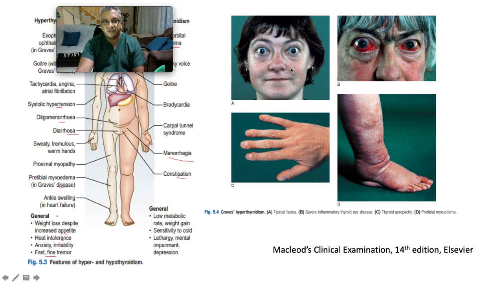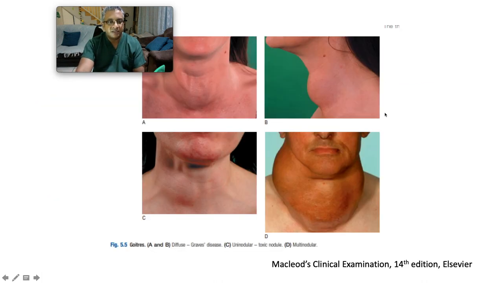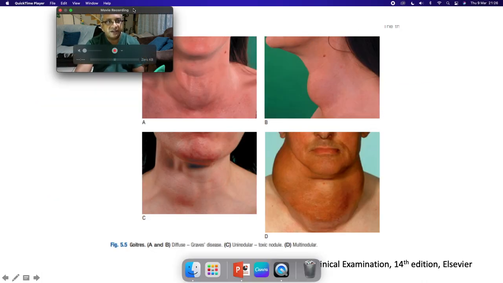someone who has Graves. Now you can see the obvious exophthalmos, so we can see the sclera, which is obvious there. All right, here we have severe inflammatory thyroid disease with conjunctival injection. In picture C, we see thyropathy, which is a fancy way of saying clubbing in the setting of thyroid disease. Right, and here we have pretibial myxedema. Okay, here we're looking at goiter, different kinds of goiter.